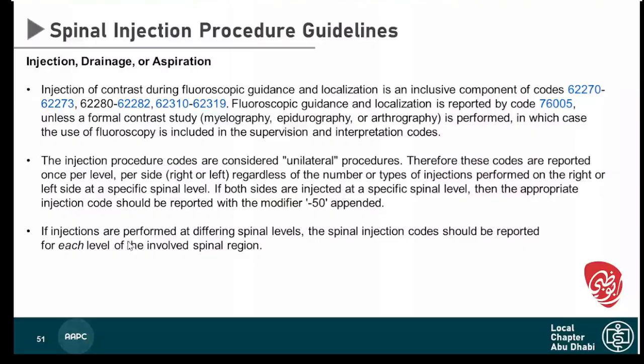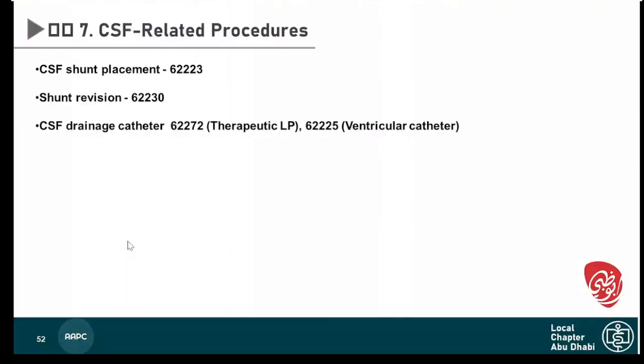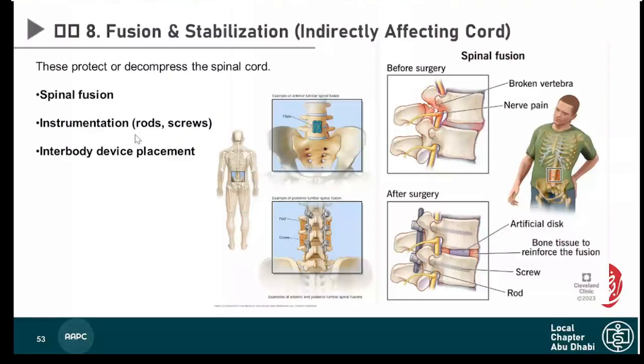Next comes CSF shunt placement, shunt revision, and CSF drainage catheter. We already discussed 62272, which is for therapeutic lumbar puncture. And these are the codes for CSF shunt placement: 62223 and 62230. Then fusion and stabilization. This is a more complex procedure, and it is a high cost procedure also.